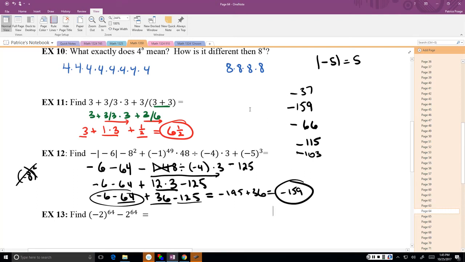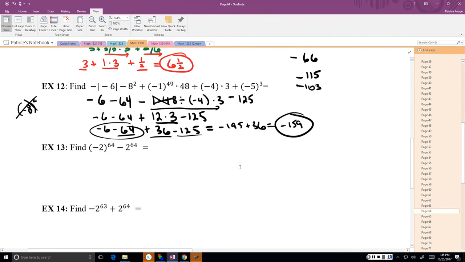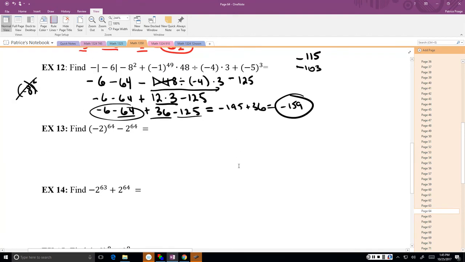Okay. So order of operations, there will be one of these, like those two right there, on your test, whenever our test is, which is a ways away. These other kind are slightly different.